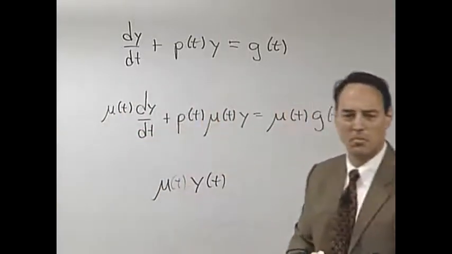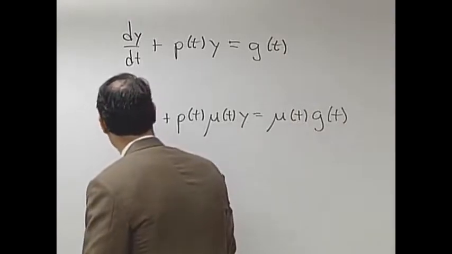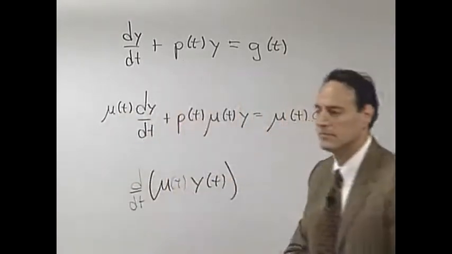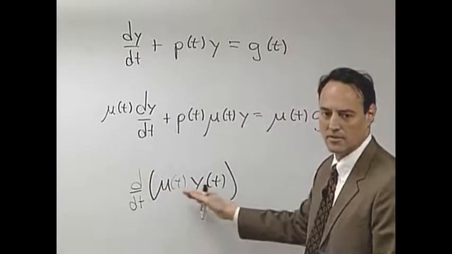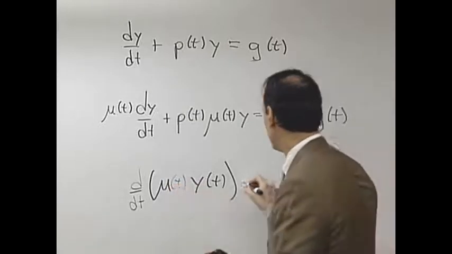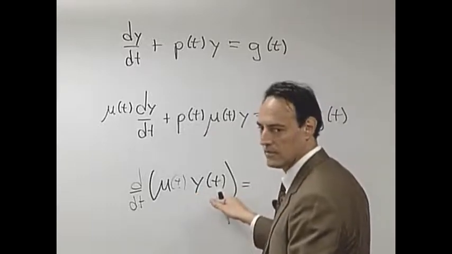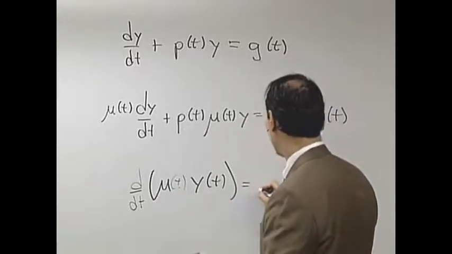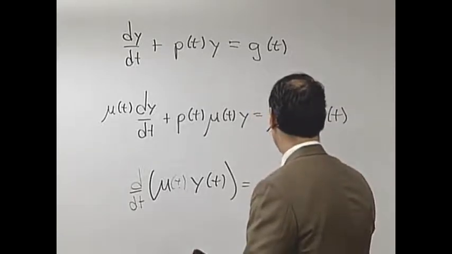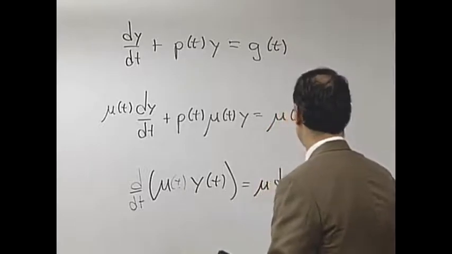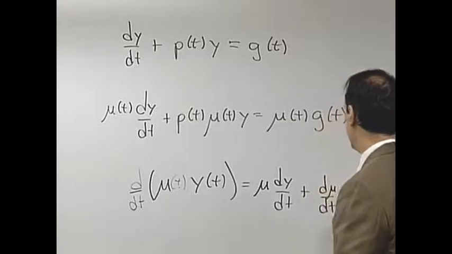Just take these two functions, multiply them together, and take the time derivative of this. Product rule it, not chain rule it. Take the derivative: it's the first times the derivative of the second, plus the derivative of the first times the second. So you get something like this: mu of t times dy/dt plus d mu/dt times y.